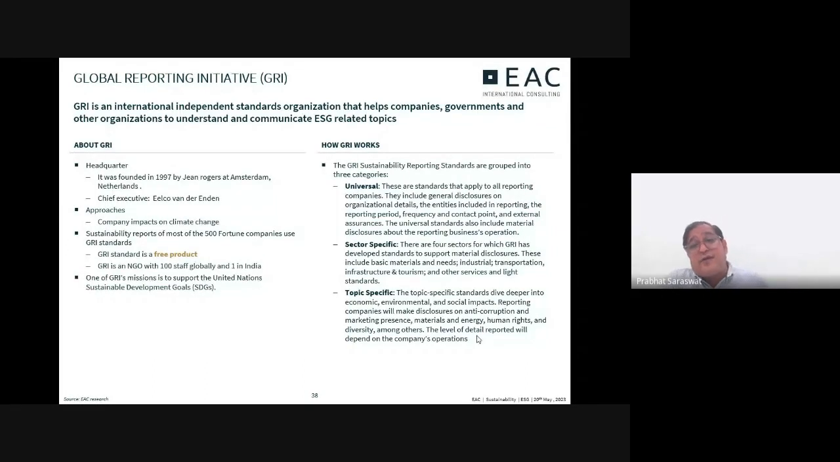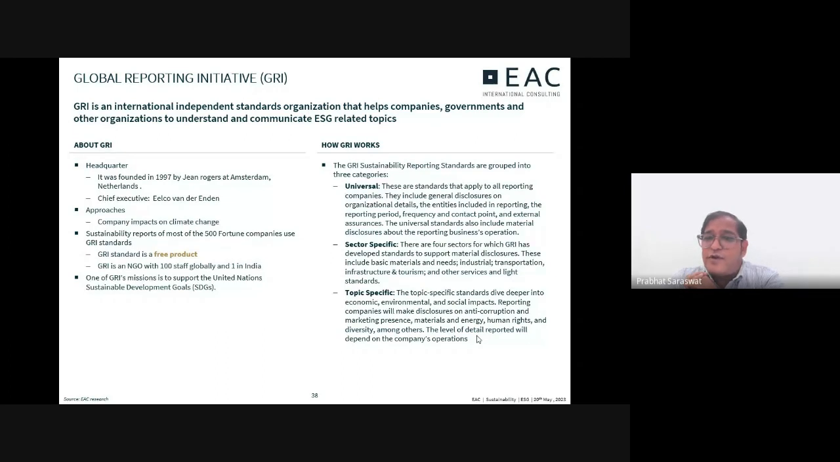GRI has three sections basically. Reporting standards are grouped into three categories: universal, sector specific, and topic specific. Universal standards apply to all reporting companies, and they include general disclosures on organizational details, the entities included in the reporting, the reporting period, and frequency. Such general information is there. Sector specific standards can be used for different sectors, like steel or power.